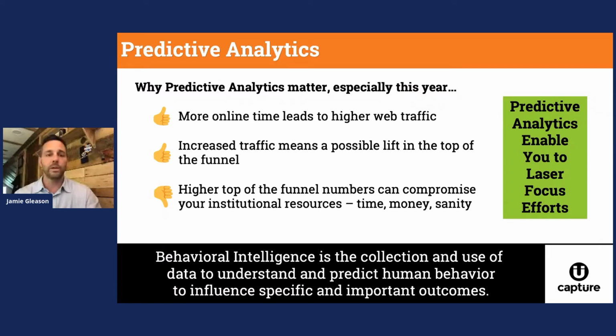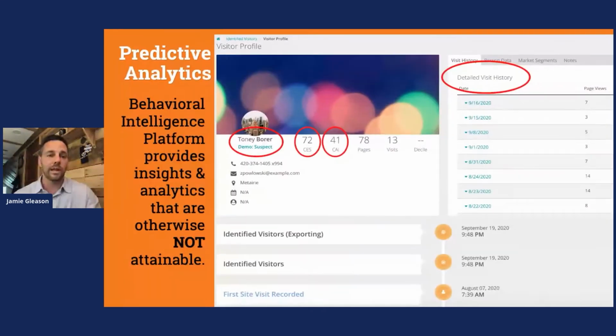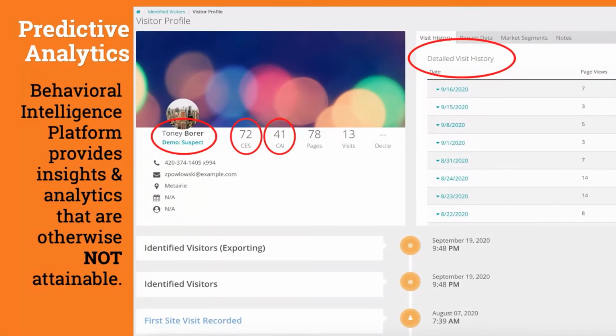So let me give you a little bit of a picture of what this looks like. Here, this is a dashboard of the Behavioral Intelligence Engage platform. You can see here that I picked out a demo record. This is not a real student. This is a fake student. But you can see here where they are in the funnel. They're at suspect level, which is how Capture quantifies the very top. So someone, let's say they're an ACT lead or a SAT lead, they would come in as a suspect.